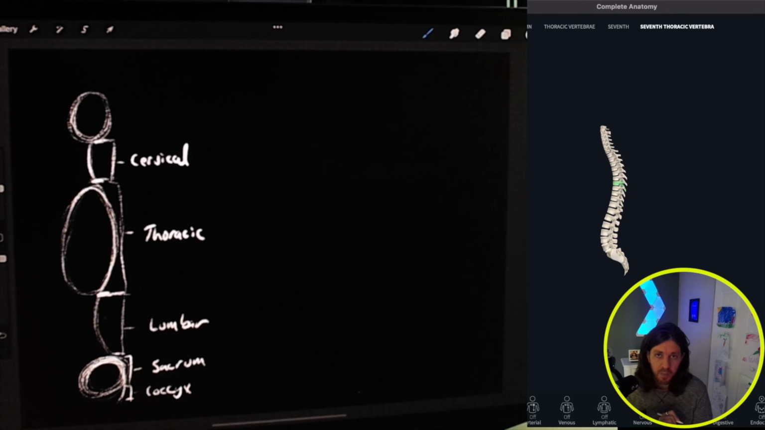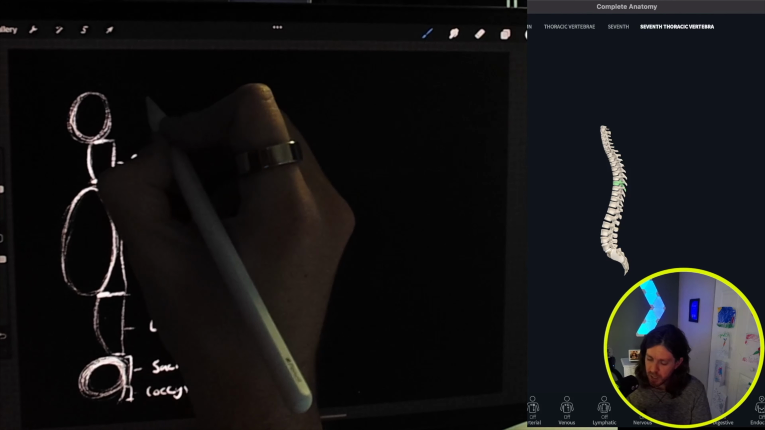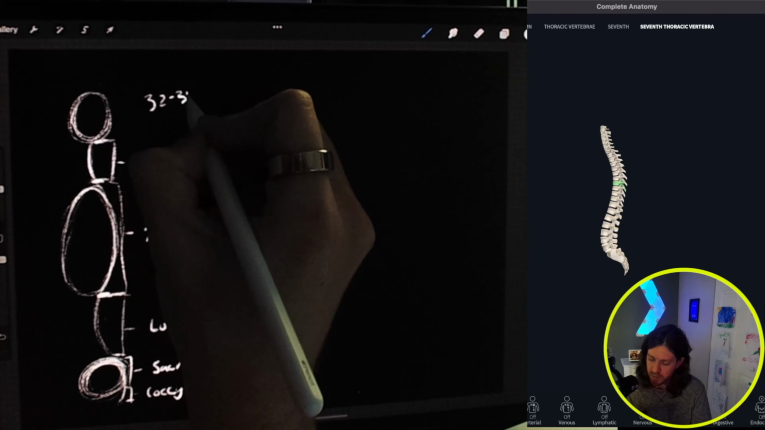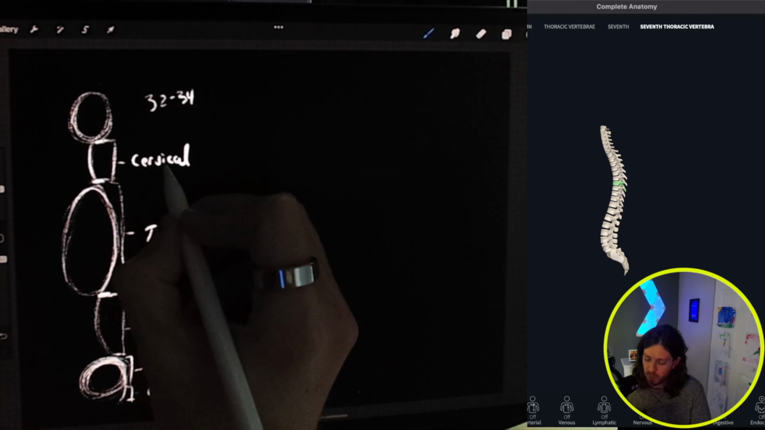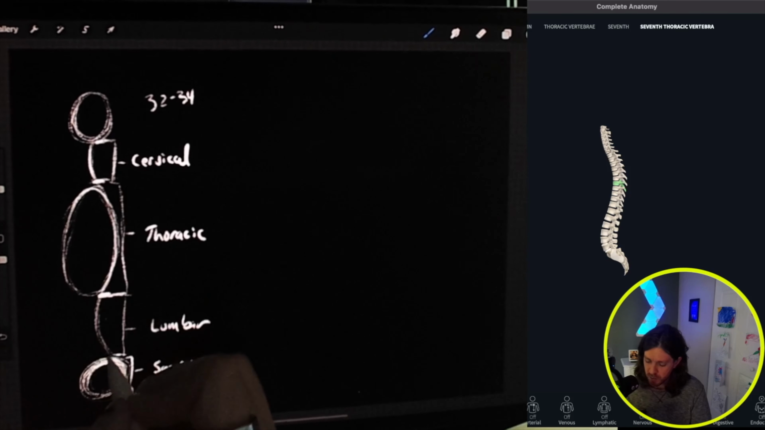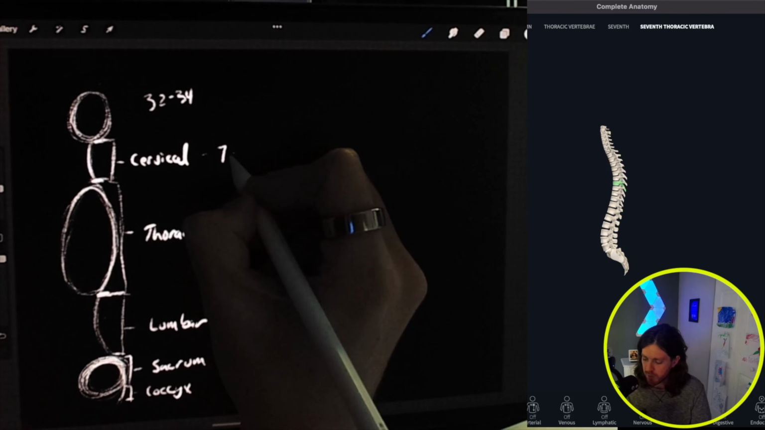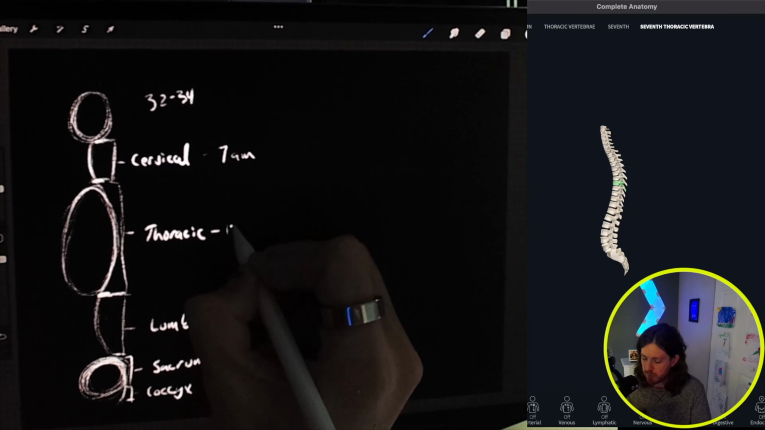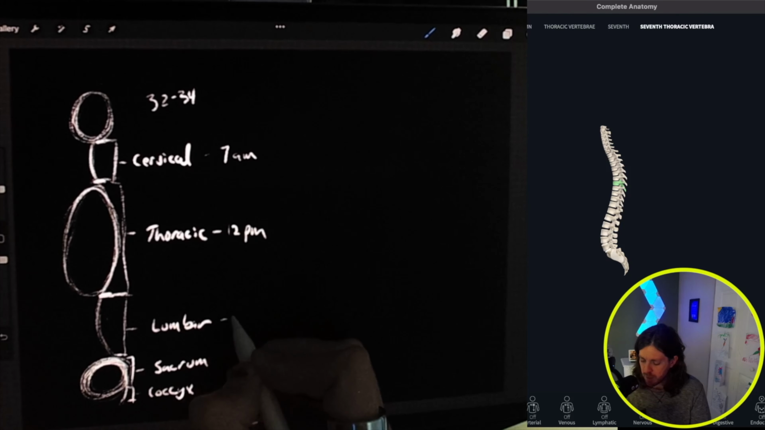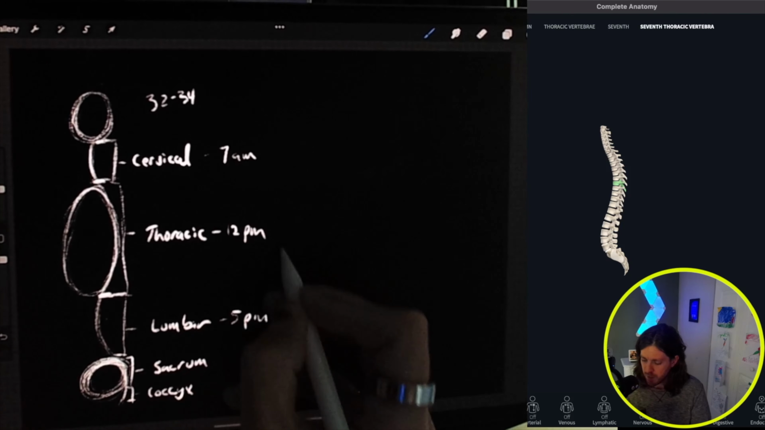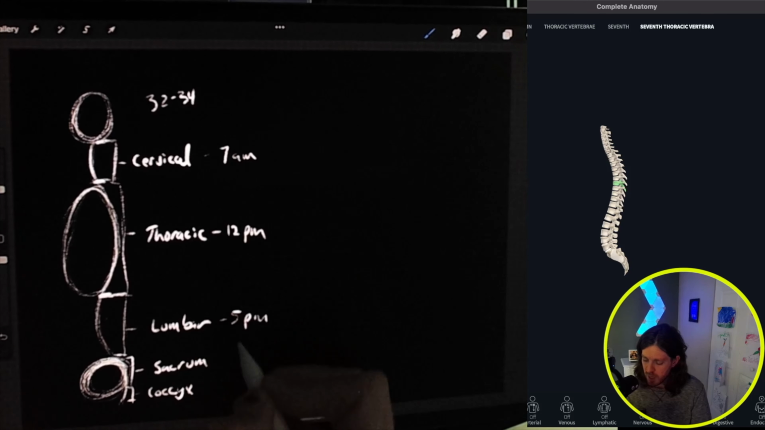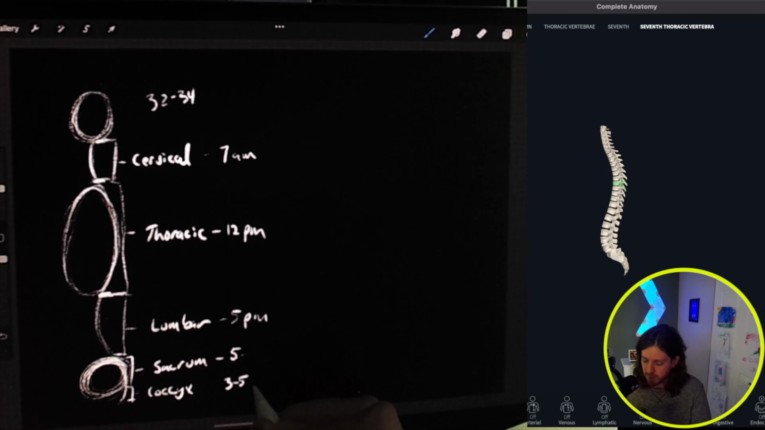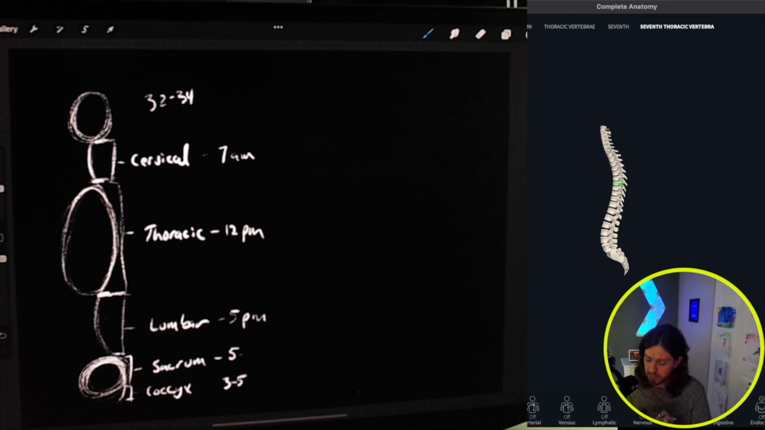Now let's talk about the vertebra. You can have anywhere from 32 to 34, and I'll get to that in a second. And one way to remember the 3 main portions of the spine is 7 a.m. for breakfast, 12 p.m. for lunch, and 5 p.m. for dinner. So 7, 12, and 5. And then the remainder portion is 5 again, and then the last portion could be anywhere from 3 to 5, depending on the person.